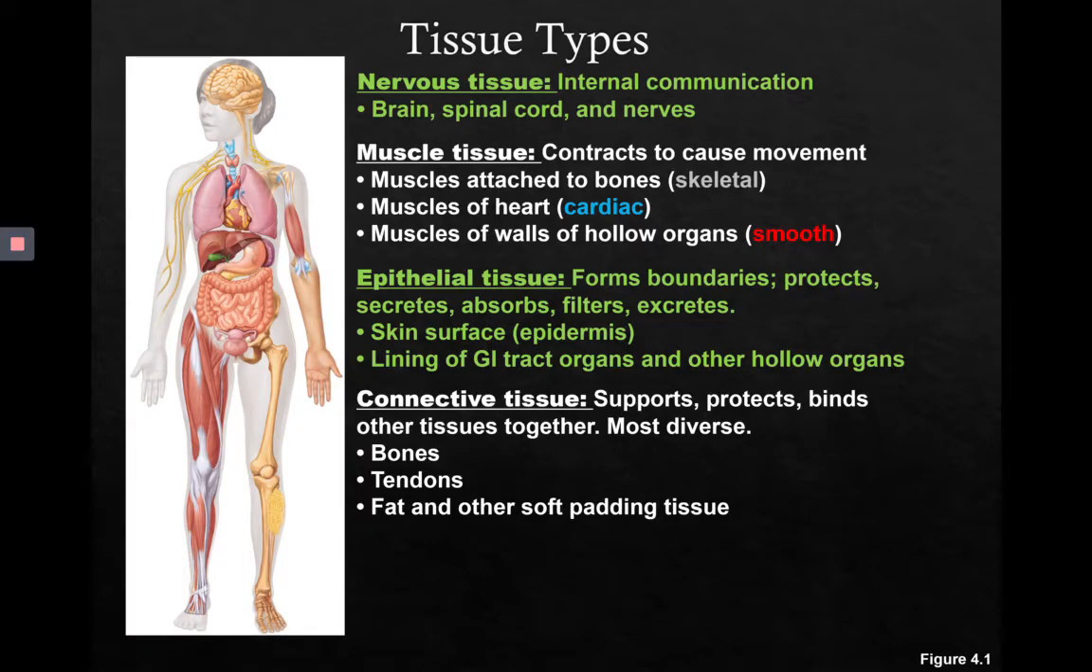So here's a little bit more on the tissue types. So we had our 4 basic types, we listed them, and that was a really simple list. So let's expand just a little further. Let's add just a little bit more information.